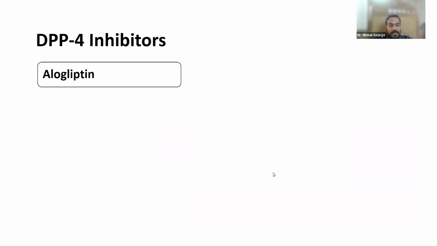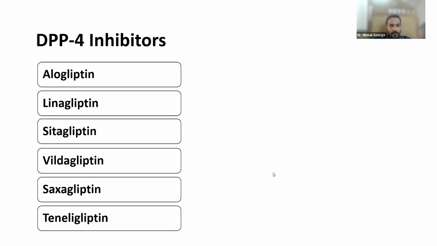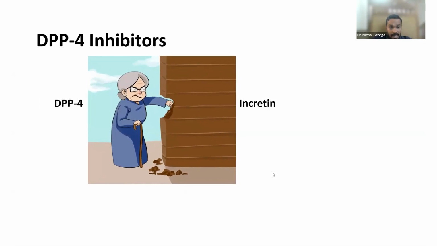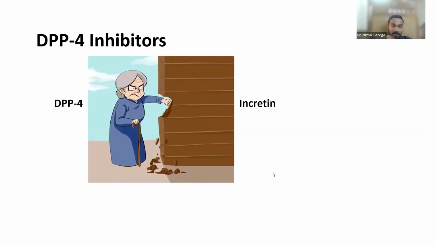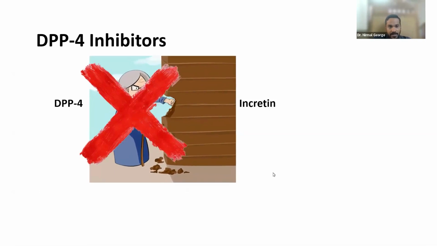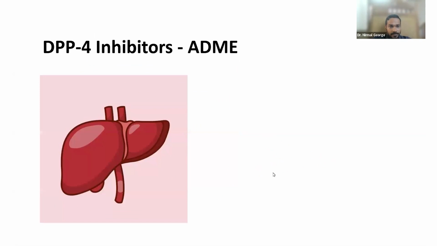So the next group of agents that increase the insulin secretion are DPP-4 inhibitors. These include many agents: alogliptin, linagliptin, sitagliptin, vildagliptin, saxagliptin, and teneligliptin. The incretins are metabolized by the enzyme DPP-4, that is dipeptidyl peptidase 4. The incretins are GLP-1 and GIP, and they are metabolized by this enzyme. So if you are inhibiting this enzyme, this will result in increased levels of incretins. And the incretins obviously stimulate release of insulin, so that will result in reduction in plasma glucose.